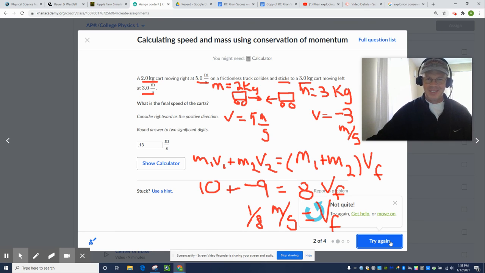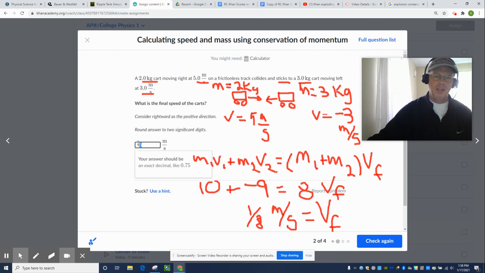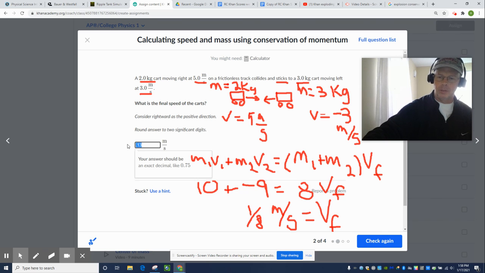What? Hang on. The sum of the two masses. Oh, it's not 8. The sum of the two masses is not 8. It's 2 and 3. It's 5. It's 1/5. Man, I am just on a losing streak.